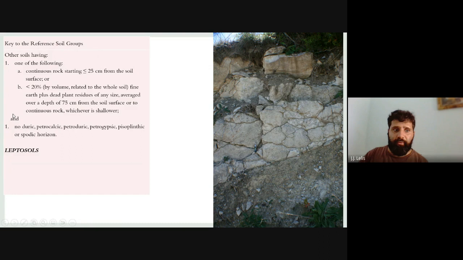Okay, and of course we cannot see a durick, petrocalcic, petroduric, or other horizons that are related to specific soil properties or specific soil processes and so on. So the leptosols are those soils that do not possess a high thickness. They are not so thick, and they are related only to this low weathering condition. We don't see any evidence of other specific soil processes creating the soil. So it's a shallow soil and just that. Okay.